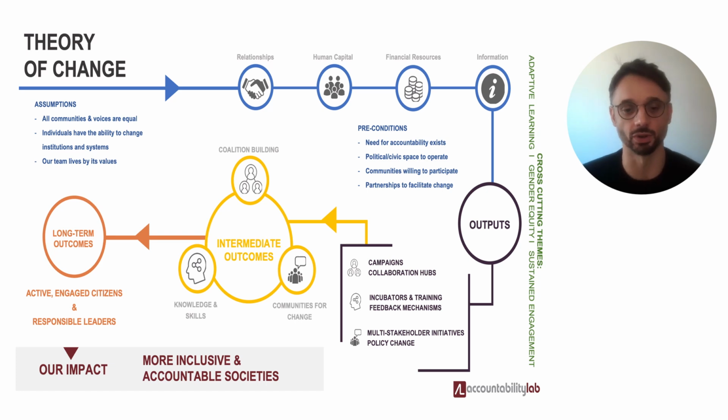In the intermediate, you've got the idea that they want to build coalitions, increase knowledge and skills, and develop communities of change. And their long-term outcomes are active and engaged citizens and responsible leaders. In the impact section, they talk around their overall intended impact, which is more inclusive and accountable societies. What's really striking about this diagram is it's very simple, it's very quick and easy to understand, and it can be applied to a range of activities that the Accountability Lab engages in.